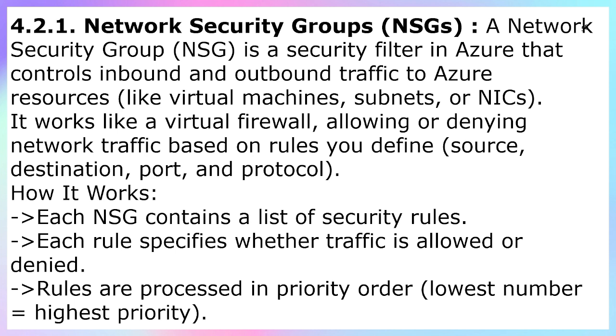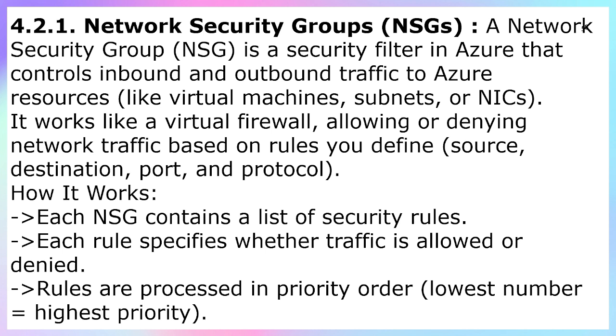Now come to the definition. NSG, a network security group, is a security filter. Here it's filtering the data, right? It's a filter in Azure that controls inbound traffic, meaning who can go inside, and outbound traffic, who can go outside, to Azure resources like a virtual machine, subnet, or NIC, the network interface. It works like a virtual firewall, allowing and denying network traffic based on the rules defined. As I told you, it's like a security guard.